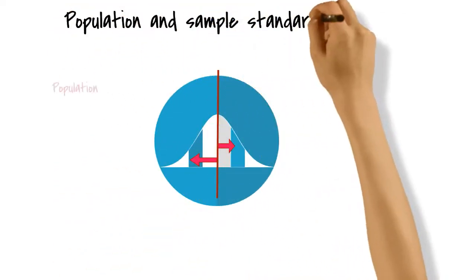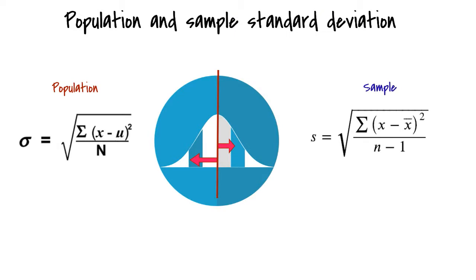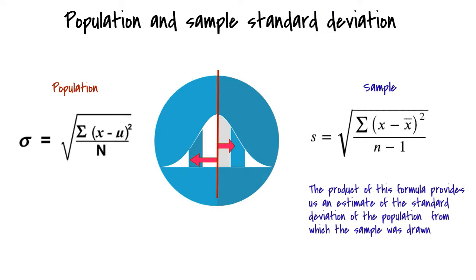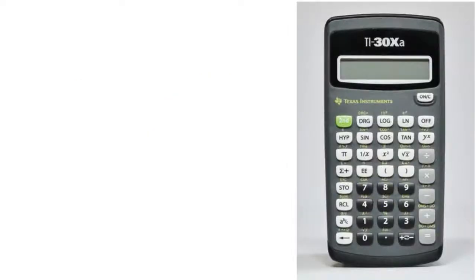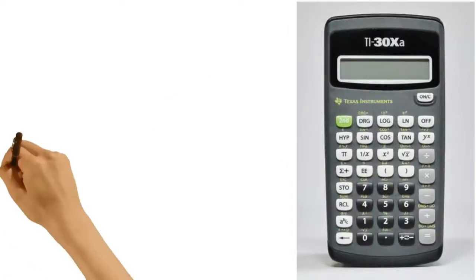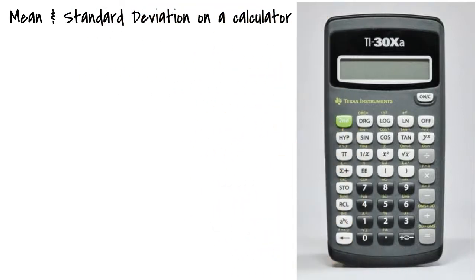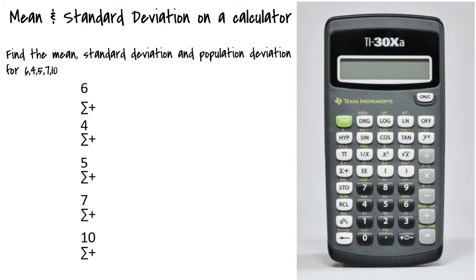Here are the formulas for population and sample standard deviation. Note that the sample standard deviation outcome provides us with an estimate of the standard deviation of the population from which the sample was drawn. You can use the formula, or you can calculate the mean and standard deviation for a sample and population on a calculator.